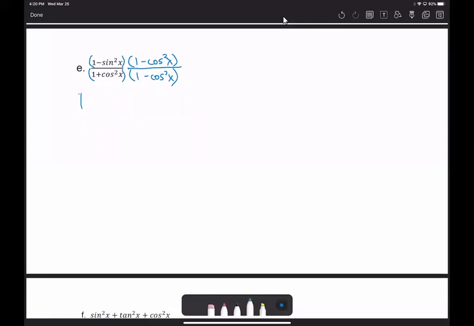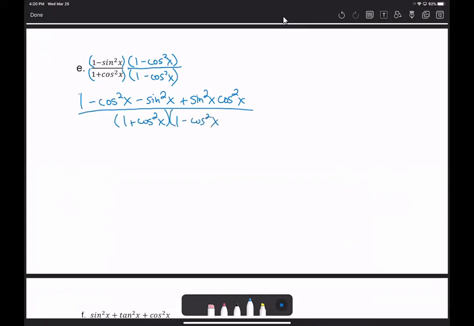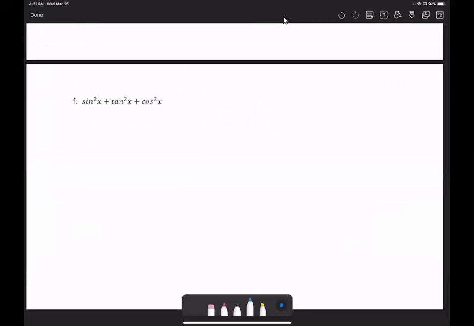We get 1 minus, so I'm distributing, 1 minus cosine squared x minus sine squared x plus sine squared x cosine squared x, all over 1 plus cosine squared x. I'm going to leave it, well, we can FOIL that 1 minus cosine squared x. Still not seeing anything on that one. So let me skip down to this last one.